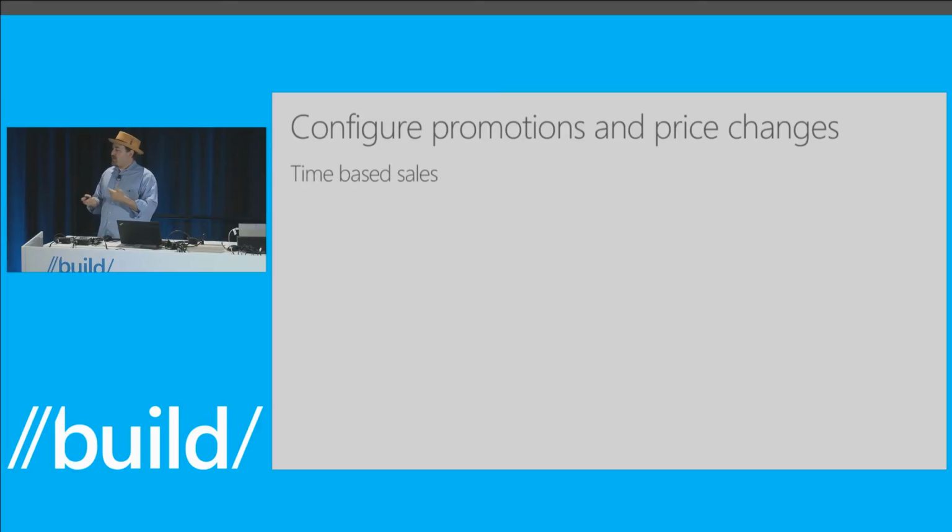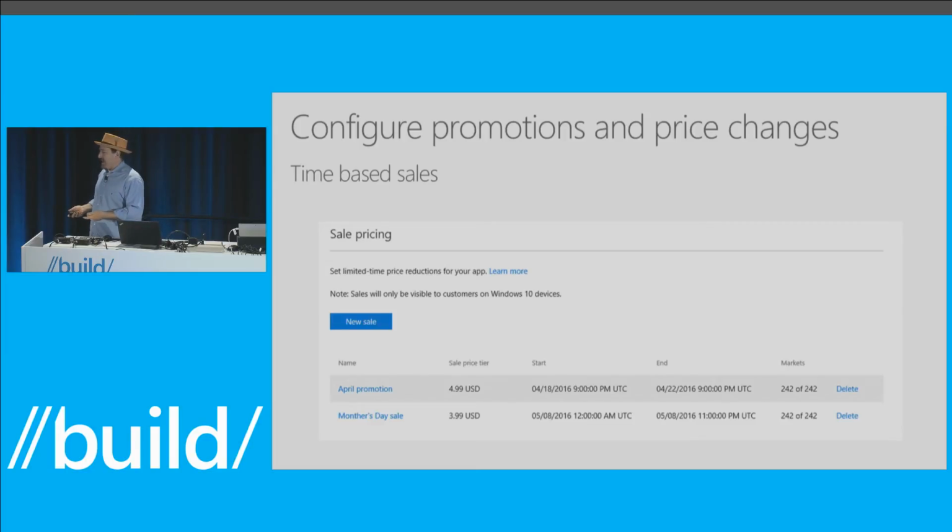So another way to engage is by changing the price of your app, especially over time. You're probably familiar with time-based sales. If I would like to have a Mother's Day sale, I can put my app on sale for Mother's Day in a particular market. And when my customers see the app in the store, they'll see the regular price and the sale price.